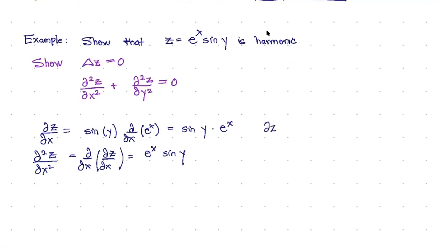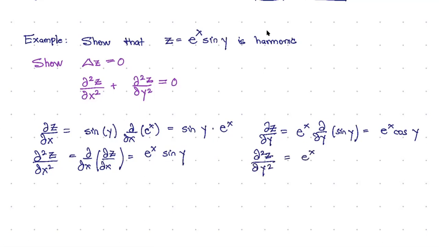The derivative of z with respect to y now, for this we're going to hold x to be constant, so that means e to the x is going to be treated as a constant, and we'll take the derivative of the sine of y. That will give me e to the x times the cosine of y. And so when I find the second derivative of z with respect to y, this is going to equal e to the x sine of y with a negative on the outside.